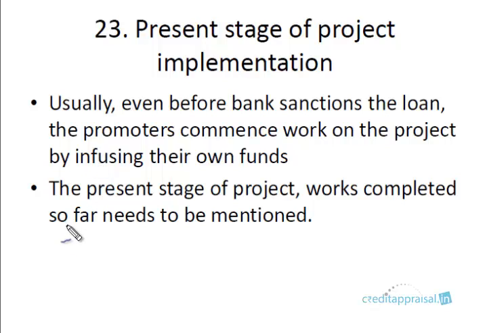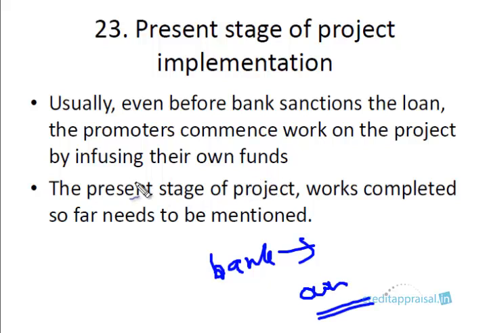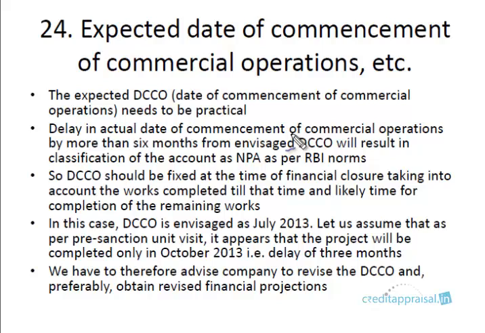Then you need to look at what is the present stage of implementation, because the company cannot say that unless the bank sanctions, they will not start the project implementation out of their own funds. There's also a margin of the borrower; the borrower also has to put in some margin. So out of the promoter's own sources, they'll be starting some basic work. So you have to mention what is the present stage of the project implementation, how much work they have completed so far. Expected DCCO is very important because it's linked to NPA as per RBI norms.